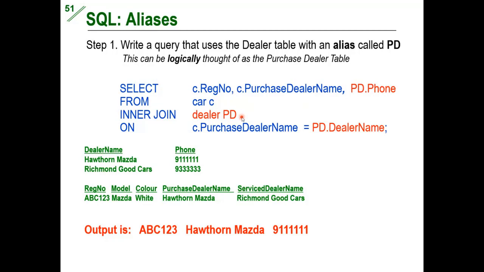This is a simple select statement with one inner join. First we grab the purchasing dealer details: the registration number of the vehicle, the purchasing dealer name, and then the PD phone number, because PD is now my purchasing dealer. From car C, and the dealer, in this case I gave the alias PD. Then the foreign key and primary key: this is the foreign key, C dot purchase dealer name, and the primary key is located in the PD table, that is my dealer name. If I execute this, I'll get this information, so that's quite okay.